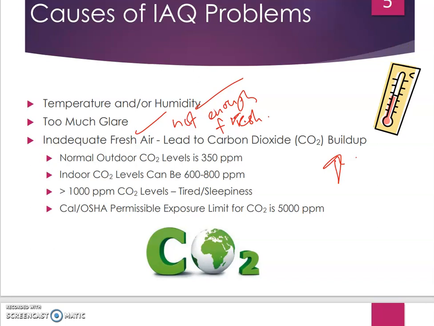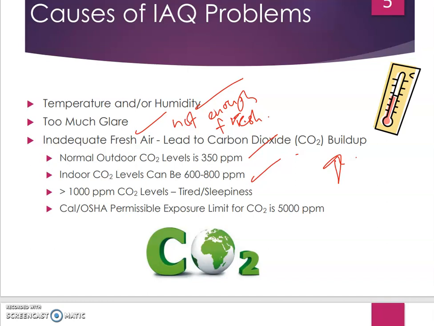For carbon dioxide, actually DOSH Malaysia also has set a limit. Usually, the normal outdoor carbon dioxide level is about 350 ppm. Indoors it will increase because it is a closed room, right? With no fresh air coming in from outside, the level of carbon dioxide will increase to 600 to 800 ppm. If there is poor indoor air quality and not enough ventilation, the carbon dioxide level will increase up to 1000 ppm.